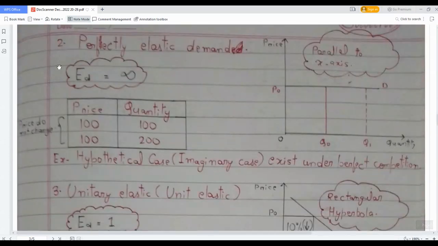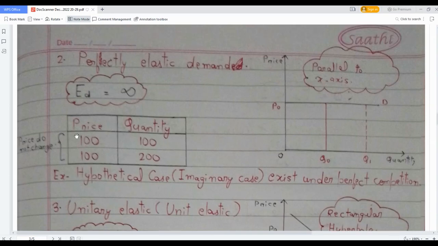We will move towards perfectly elastic demand. Now, what is perfectly elastic demand? This concept is generally hypothetical, it's imaginary. This case generally exists in perfect competition, which we will read in the forms of market chapter, I think in the 11th chapter. Here it's a hypothetical case which generally doesn't happen. In this case, at a given price the quantity increases or decreases. There is no change in price, but the quantity increases or decreases. Let's see the example. Here the ED is equal to infinity. Now why infinity, I am telling you?